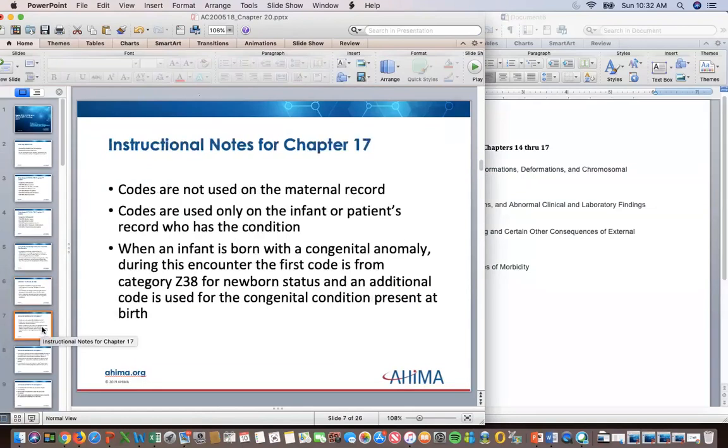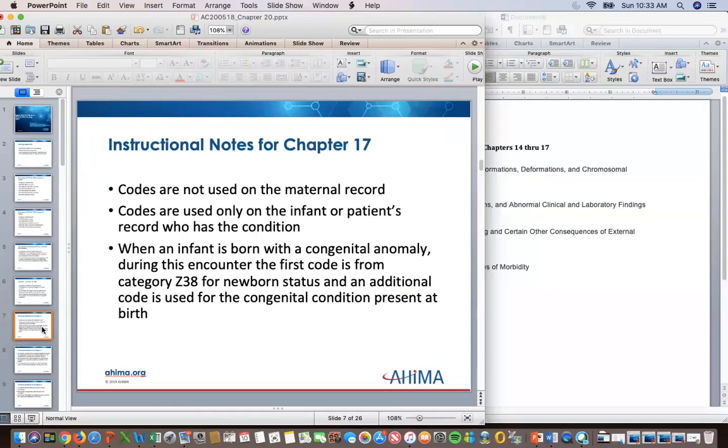Codes are not to be used on the maternal record, okay? Codes are only to be used on the infant or the patient's record who has that condition, so keep that in mind. A lot of times when we are coding, we have the mom's chart up and maybe the babe's chart because we go back and forth between the two. So make sure that you are only putting these congenital anomalies on an infant, or patient's record who has the condition. So maybe you are seeing a new patient or a new baby, a new person, and you can go back to these conditions then.